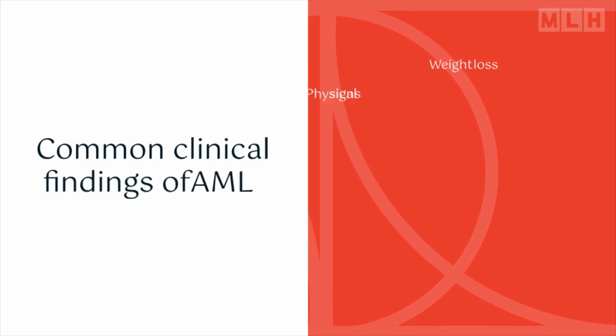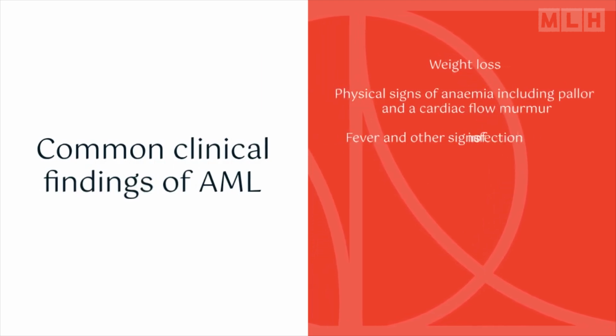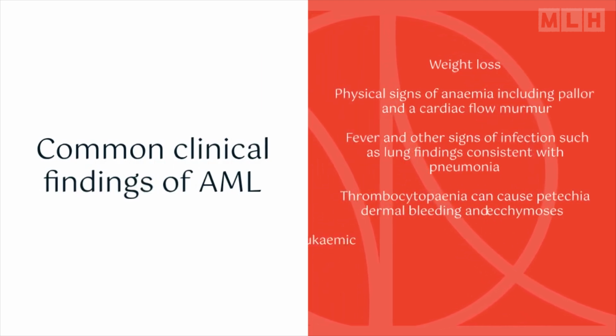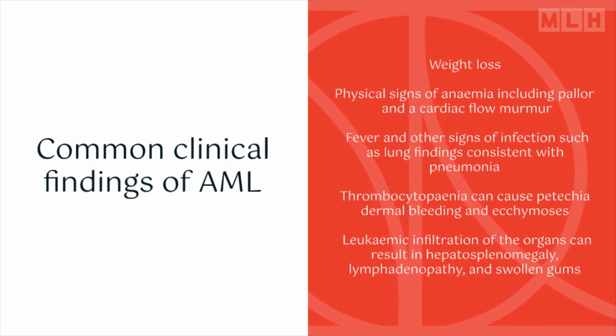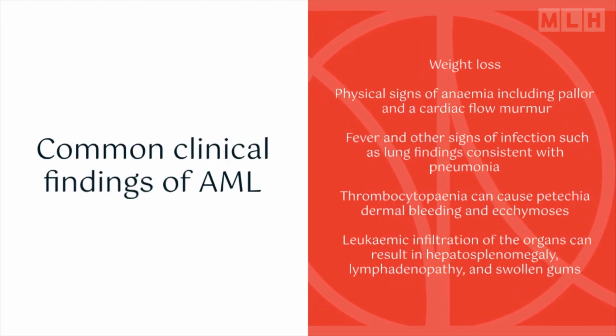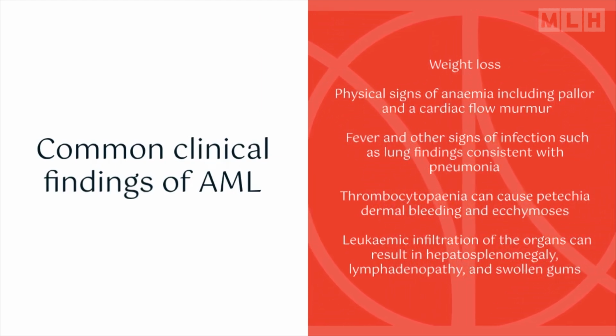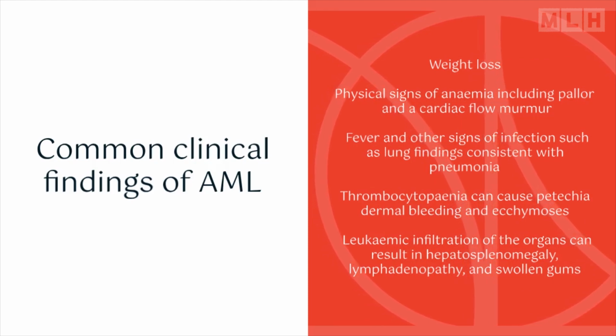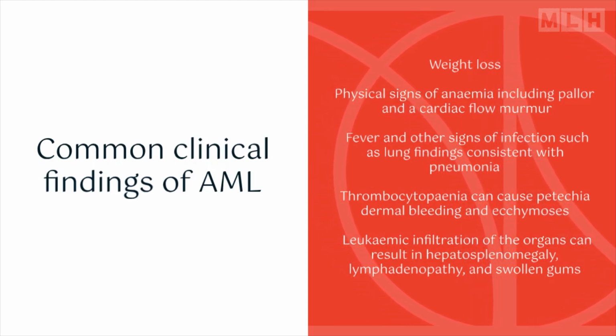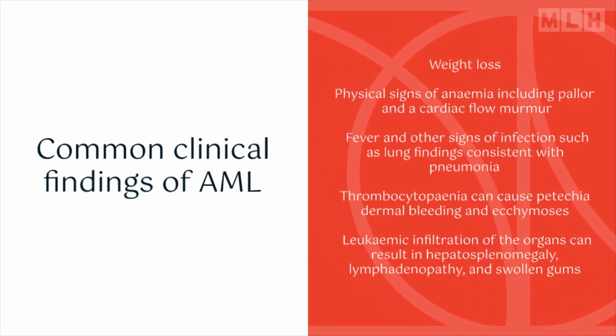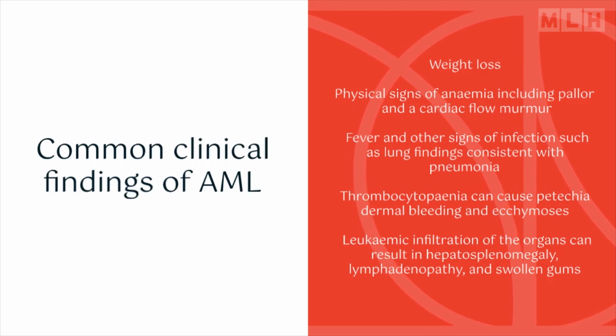Weight loss, physical signs of anemia, including pallor and a cardiac flow murmur, fever and other signs of infection such as lung findings consistent with pneumonia, thrombocytopenia that can cause petechiae, dermal bleeding and ecchymoses, and leukemic infiltration of the organs that can result in hepatosplenomegaly, lymphadenopathy, and swollen gums are common clinical findings of AML.